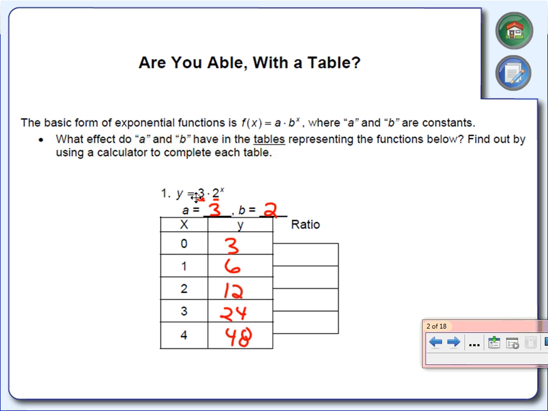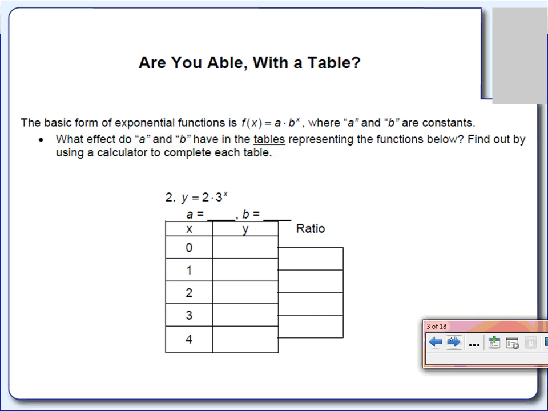Right next to that, what we want to do is identify the ratio, or what kind of pattern we notice in the y values. Notice we went from 3 to 6, then from 6 to 12, from 12 to 24, and 24 to 48. What are they doing to the y values? Very good. We're multiplying by 2. In other words, 3 times 2 is 6, 6 times 2 is 12, 12 times 2 is 24, 24 times 2 is 48. So all we were doing is multiplying by 2. We call that the ratio. We're going to do some more investigating and come back to that in a little while.